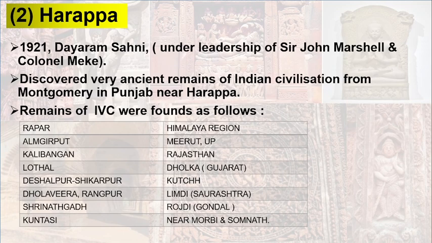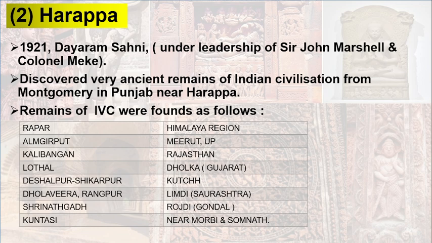Harappa is the main city of the Indus Valley civilization. It is situated at Montgomery in Punjab, near Harappa. In 1921, Dayaram Sahni started excavation with his team under the leadership of Sir John Marshall and Colonel Lake.